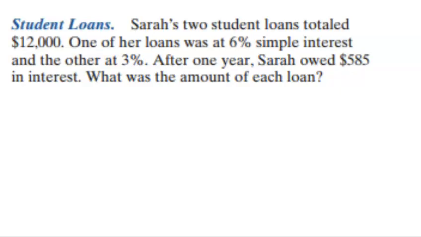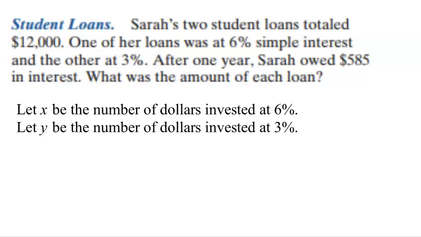So to define our variables, the first thing we're going to say is x is the number of dollars invested at 6%. Y is the number of dollars invested at 3%. X at 6%, Y at 3%. And if I add them together, X plus Y should be 12,000.